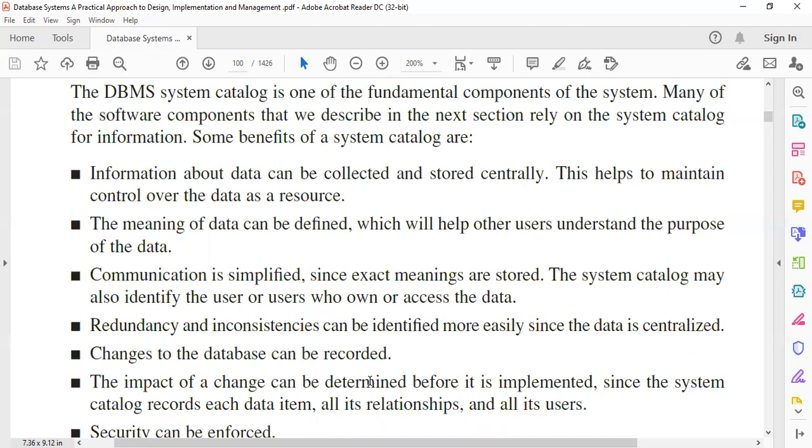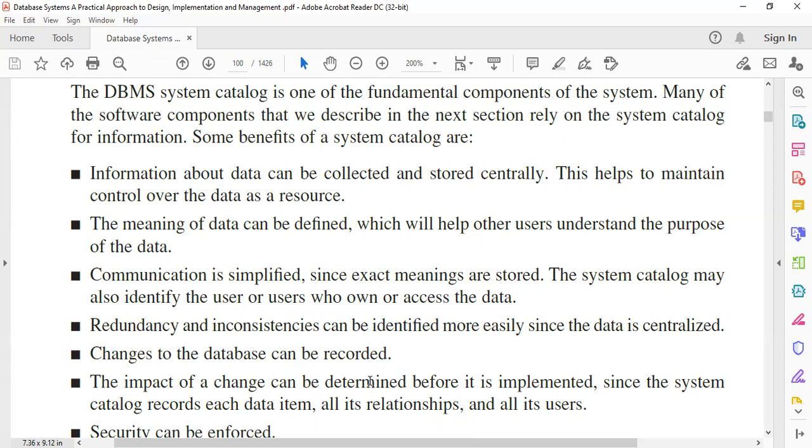of that data. For example, if you have defined a certain field as a number or as a currency, whoever is using your database will be able to understand this is supposed to be currency and it's not supposed to be just a number. So that definition will help the users understand the purpose of those data. Communication, especially design communications, are communicated easily because the exact meanings are stored with it.